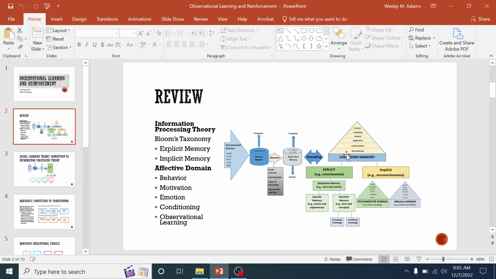All of those terms I just mentioned, you're going to hear about again when we go over Bandura's model or mediational process. It's heavily influenced by information processing theory. You're going to hear environmental stimulus again, paying attention to information, rehearsal, and encoding. So we're going to talk about all of those elements.